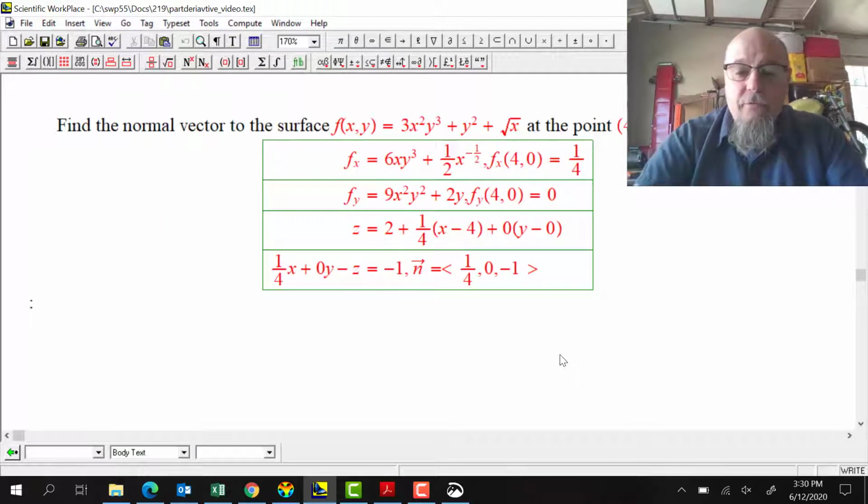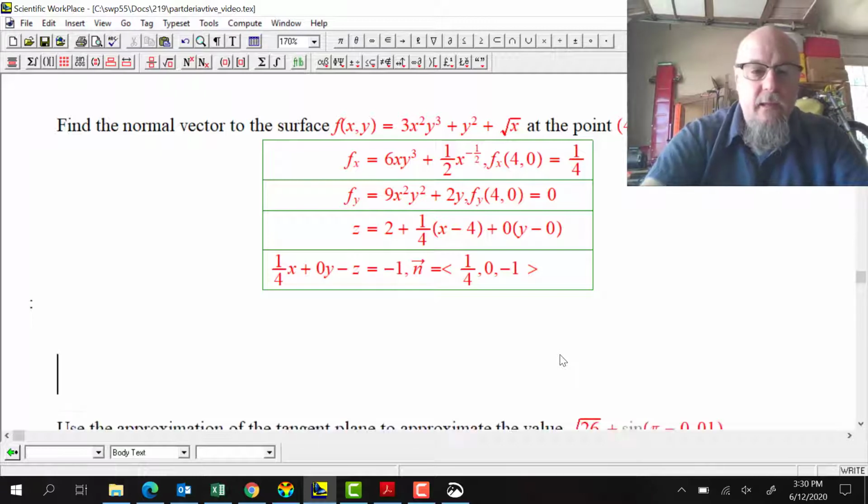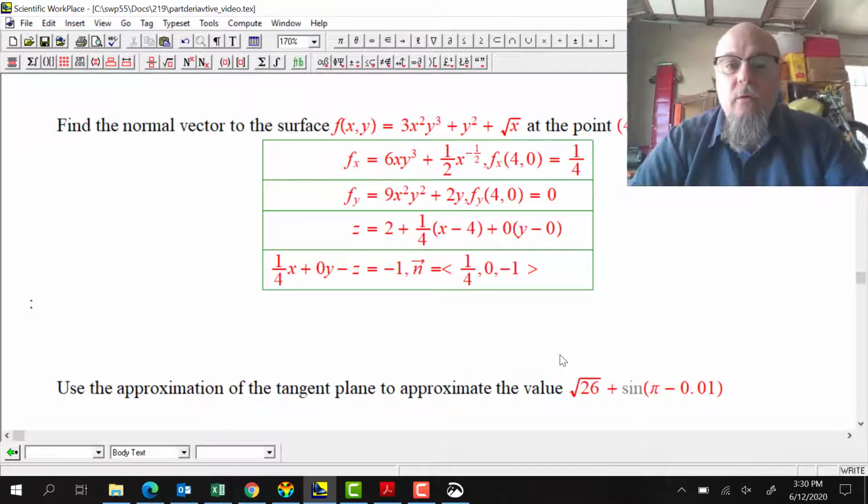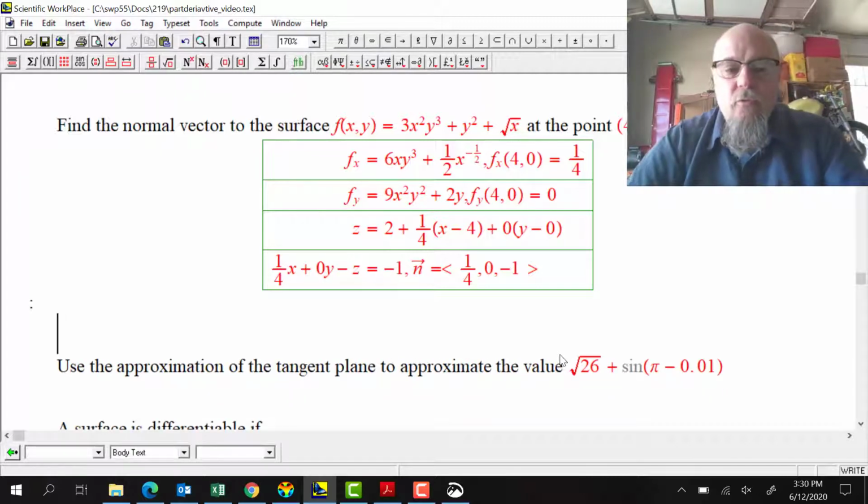Okay. Other things that we can do with the tangent plane. The first application that we've already found is we can find the normal vector to a surface using the tangent plane. We can also use it to do approximations because the plane goes through the point that's on the surface, but near this, near the point 4, 0, 2, the plane and the surface are super close.